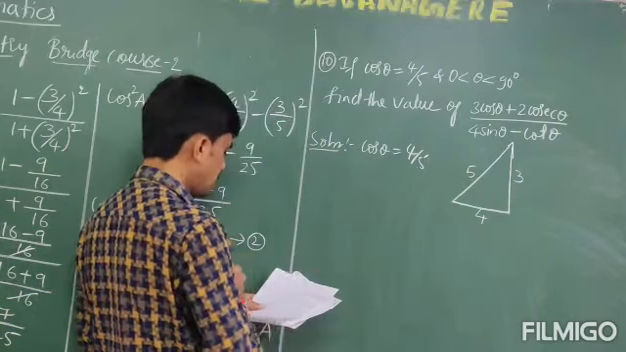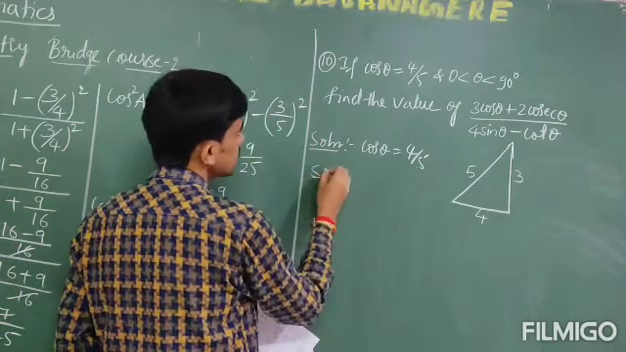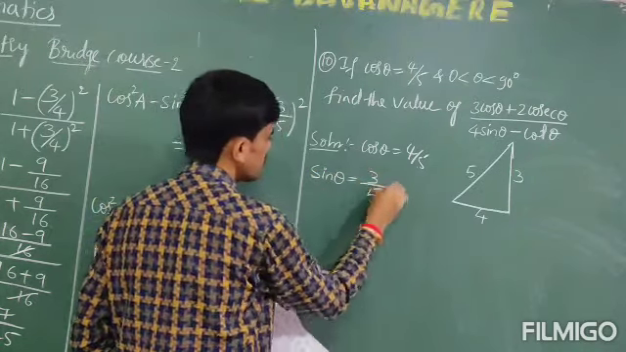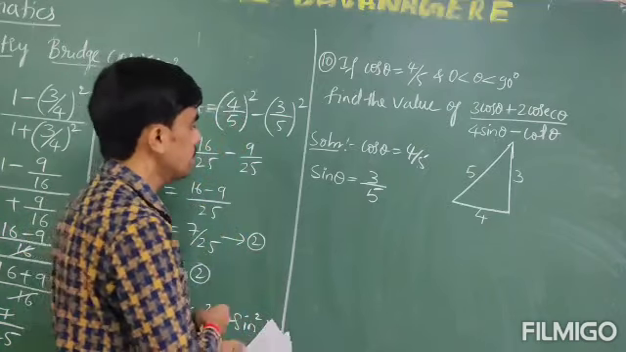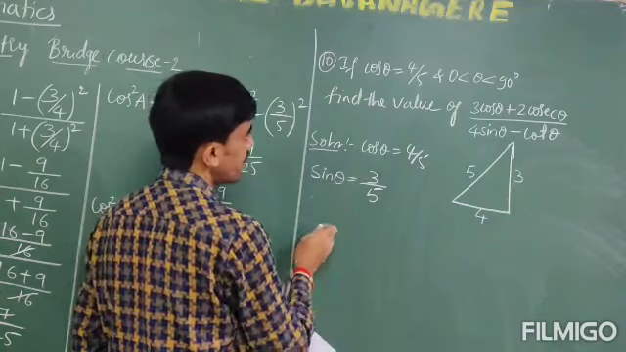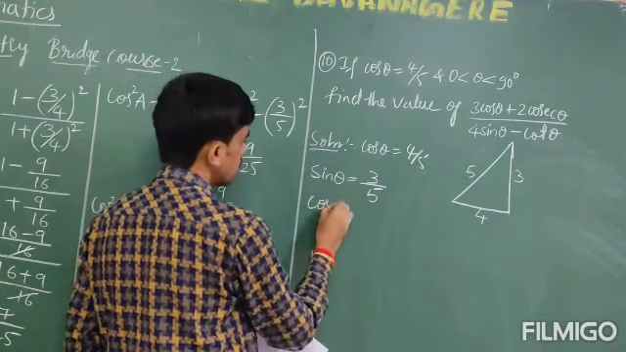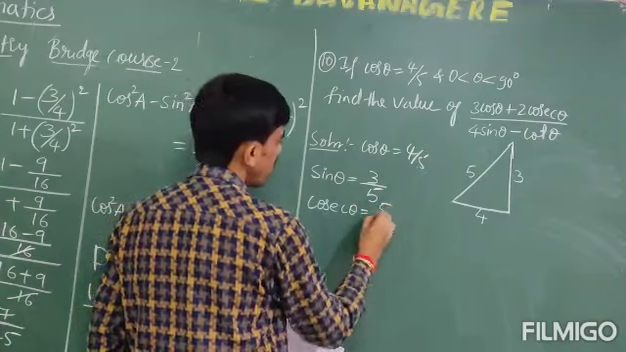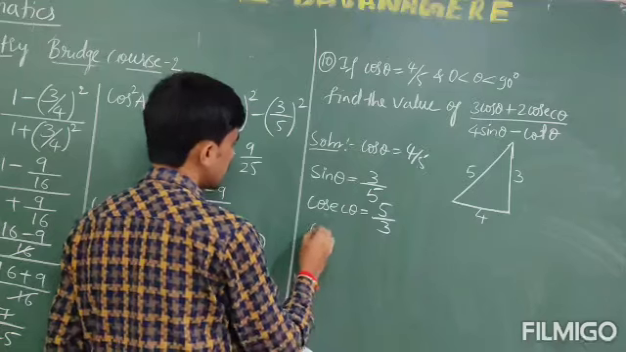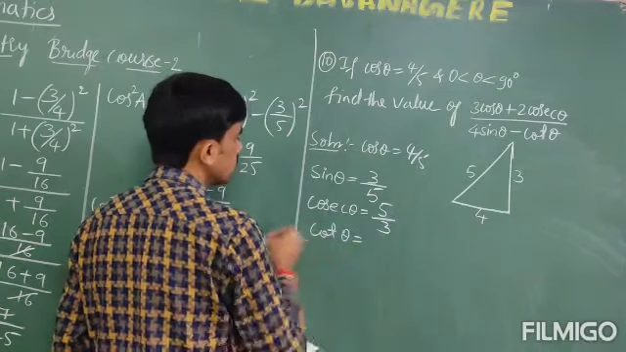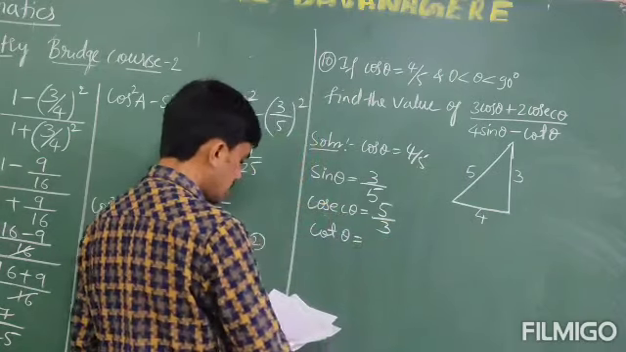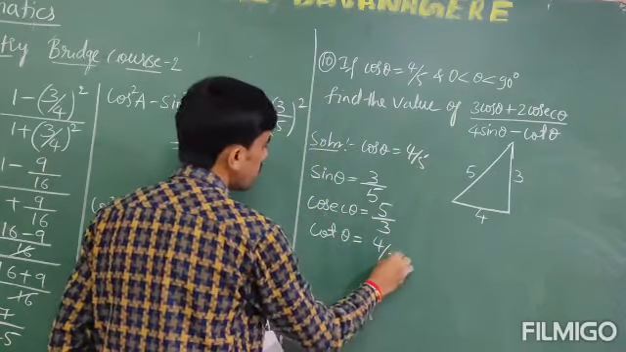By this we can write sin theta as opposite by hypotenuse, 3 by 5, and cos theta is already 4 by 5. We have to write the value of cosecant theta. Cosecant theta is equal to 5 by 3. Cot theta is how much? Cot theta is equal to adjacent by opposite, so cot theta is 4 by 3.